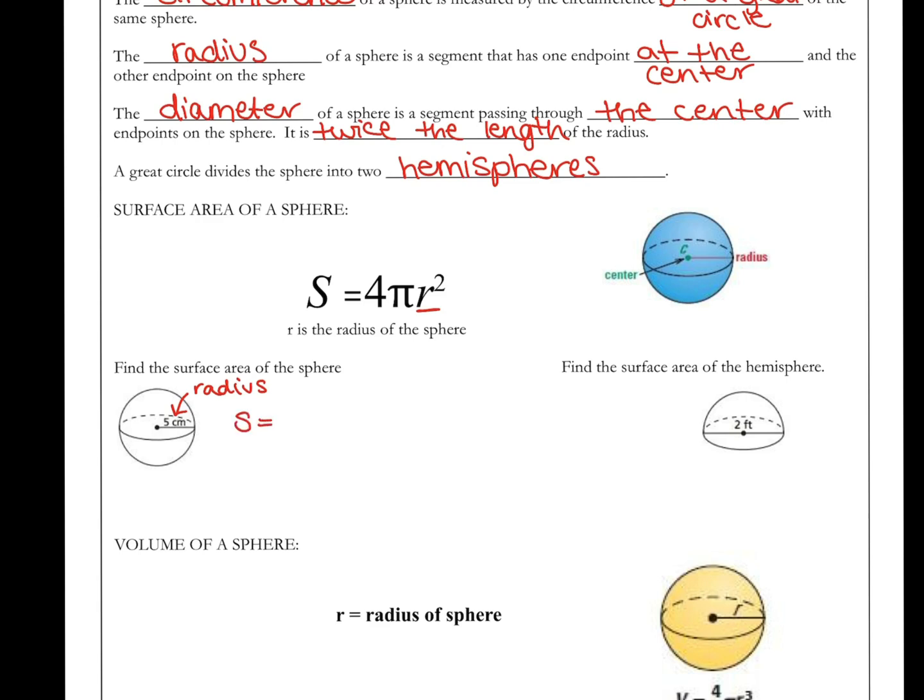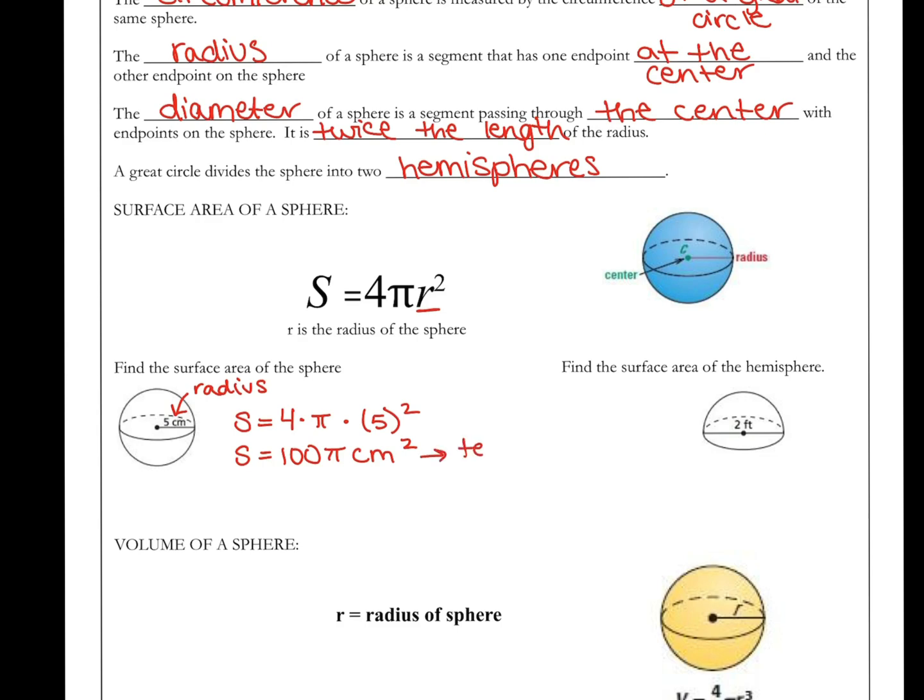So we can create our equation. Surface area is equal to 4 times pi times our radius 5 squared. Now, if I take the pi out for a moment and I just multiply 5 squared and then multiply it by 4, I get 25 times 4, which is 100. And then I can tack the pi on the end of that. And then, of course, my units, centimeters squared, because we are dealing with surface area.